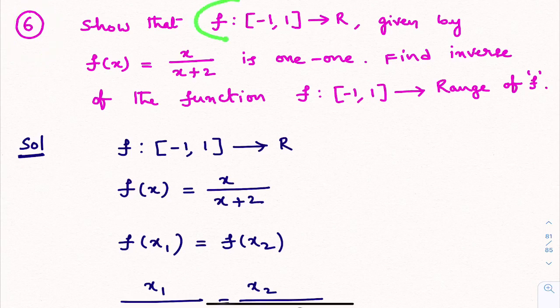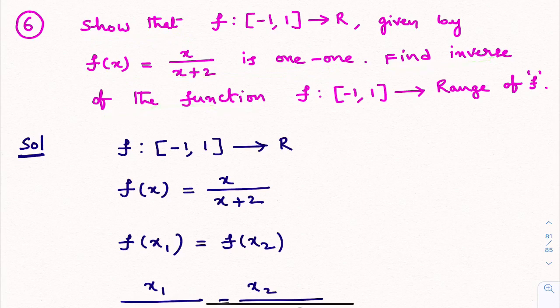Show that the function from the closed interval minus 1 comma 1 to R is given, and the function is defined as f of x equal to x divided by x plus 2. They given that f of x is x divided by x plus 2. We need to show that this function is 1-1. That is the first point. First thing, we need to show that this function is 1-1. Second thing, find the inverse of the function.